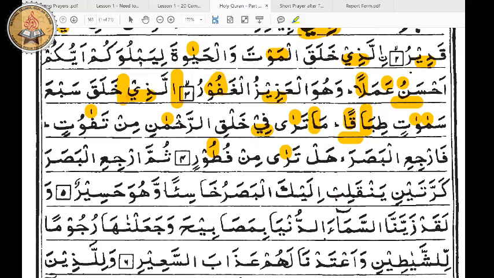Okay, can I just stop you for a second? I think you accidentally said alladhina, but there is no noon. That was one mistake, and the other one is that you can see this qaf has an alif of prolongation after it, and you have to prolong that for 2 seconds. I think you only prolonged that for 1 second. Can you read this again, please? From the start? Yes.